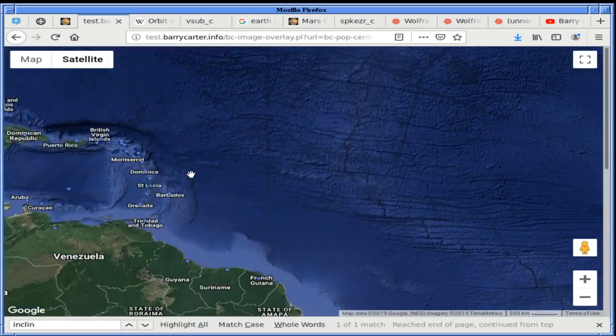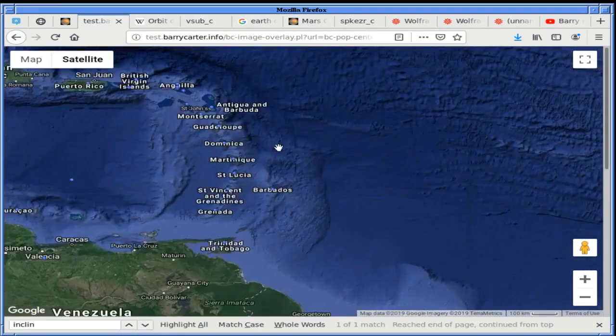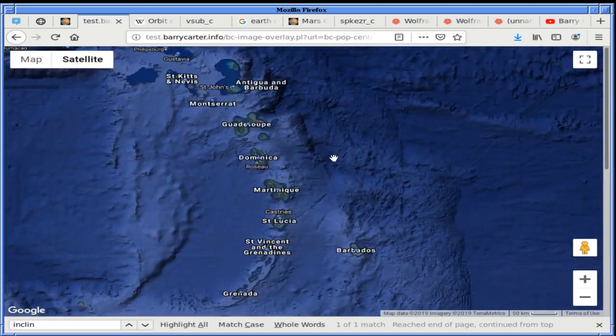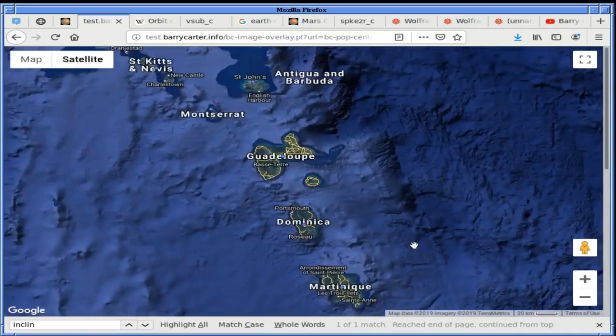Sort of this nice little chunk of dependent Caribbean nations that now have their own little centers of population. Which is silly, because they're such tiny things to begin with. Guadalupe. Dominica.